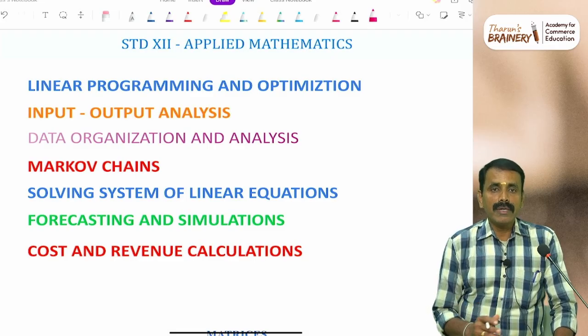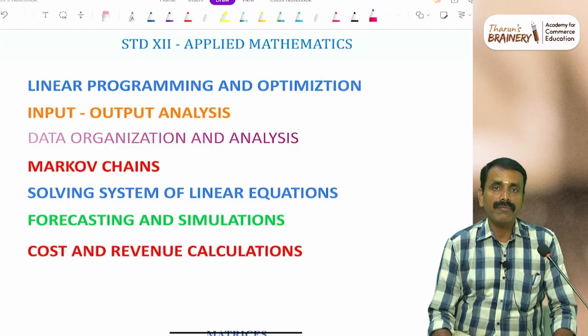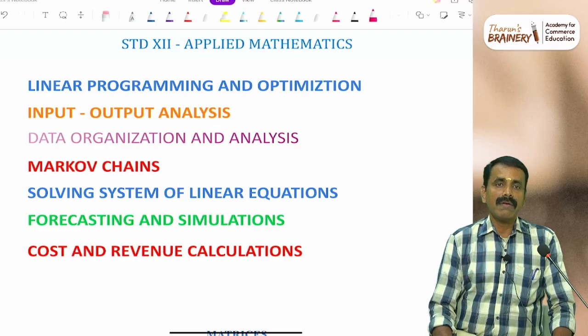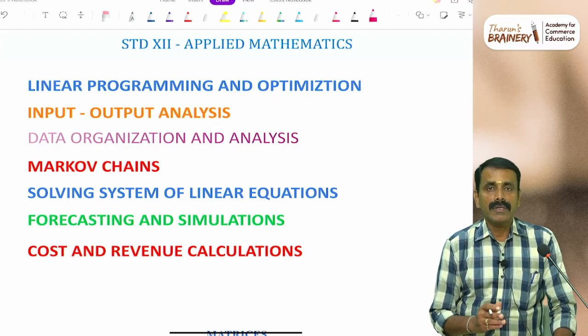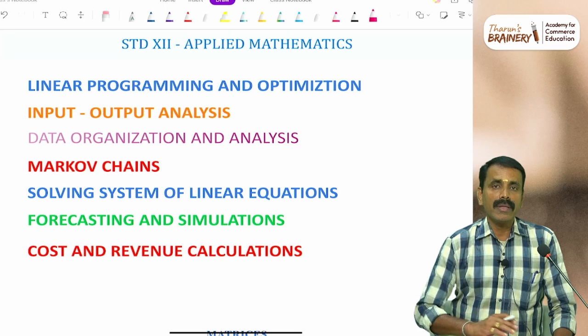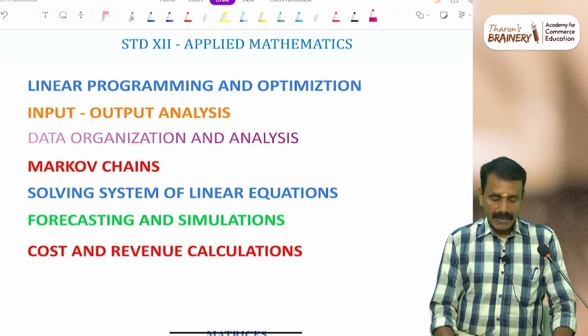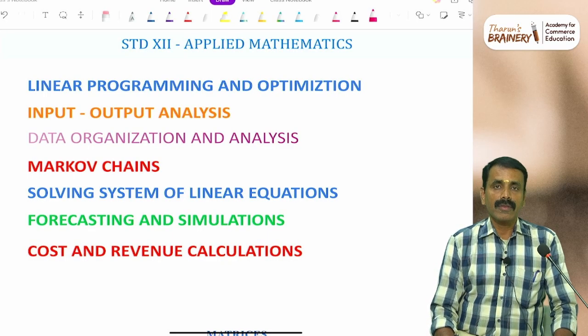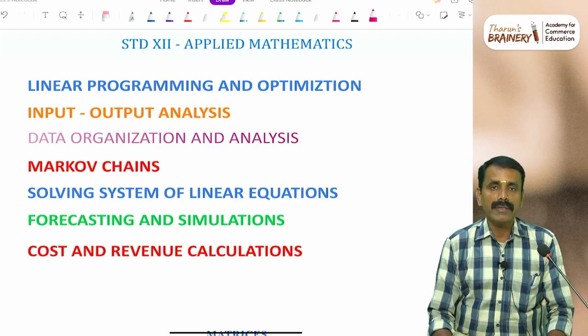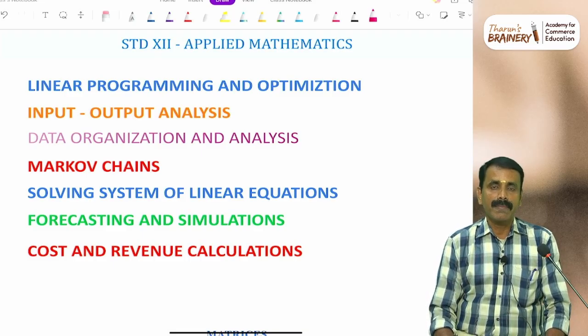We know how to solve linear equations in 2 variables and 3 variables by the elimination method, but if we use matrices, it will be very simple to solve the system of linear equations. We might have a situation where we cannot solve the equation by our known methods, the elimination method and substitution method. Next, forecasting and simulations, cost and revenue calculation. So, in these areas we are going to apply the concept of matrices.